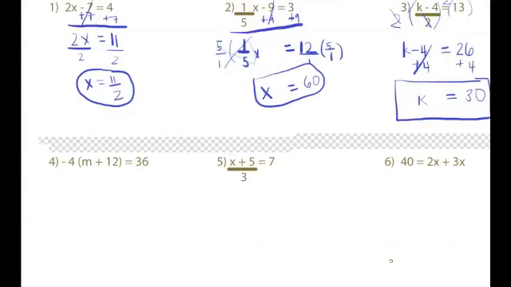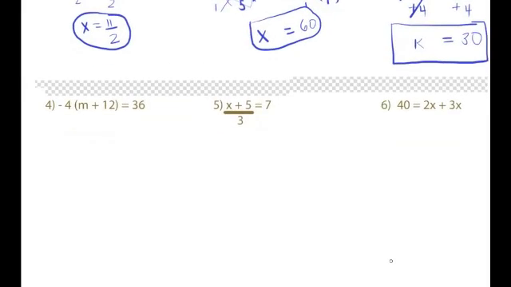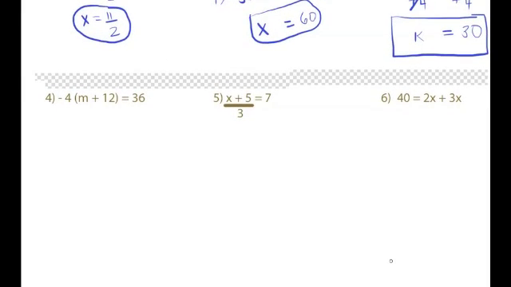Alright, here we go, 3 more problems for today. Let's look at number 4. Anything to distribute here? I do, right? I have it right here and right there. Negative 4 times m is negative 4m. Negative 4 times 12, negative 48, equals 36. Now what am I doing here?